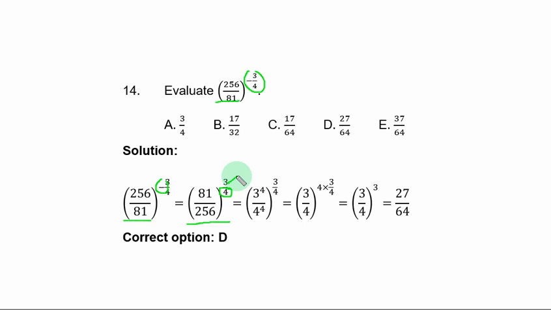That is fourth root. So you need power of 4 to remove 1 over 4. You simply express 81 such that the power is 4. The same thing you do to 256. You have it in this form. Power of 4 is common here. You factor it out to have this result. By the time 4 cancels 4, you have 3 over 4 to the power of 3, and that is 27 over 64. The correct option is D.